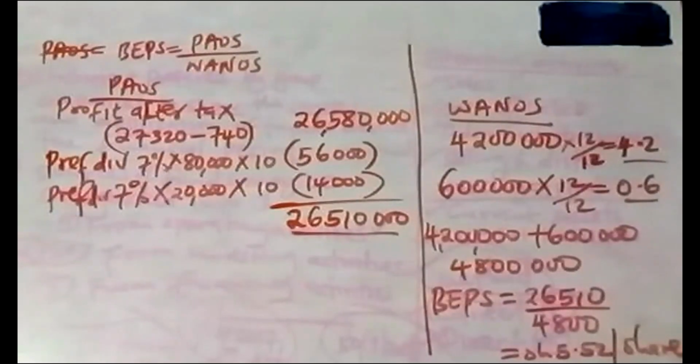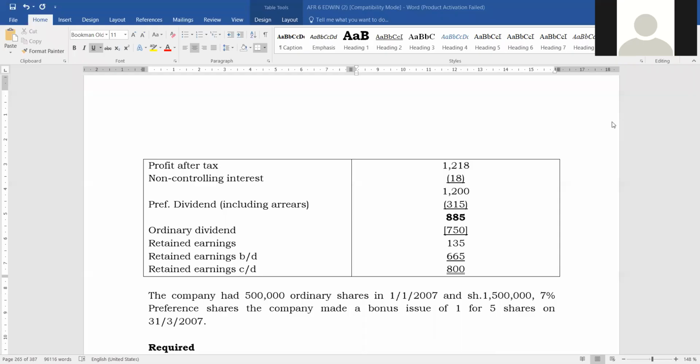You are back. There's a question here I was asking you: what is the relevant PAUS, the profit attributable to ordinary shareholders? You told me it's 885, which is correct. Remember that this is an illustration of a bonus issue. They say down there the company had 500,000 ordinary shares on 1st January 2007 and 1.5% preference shares.